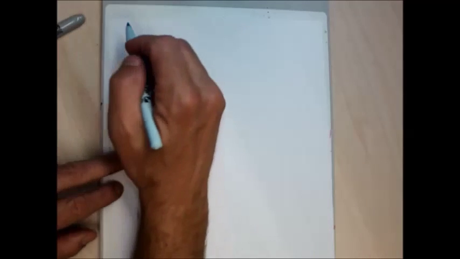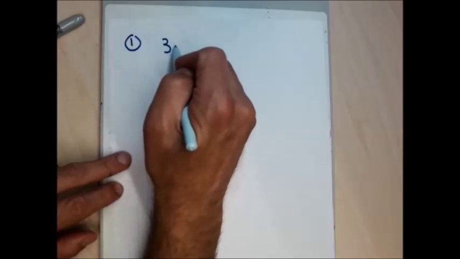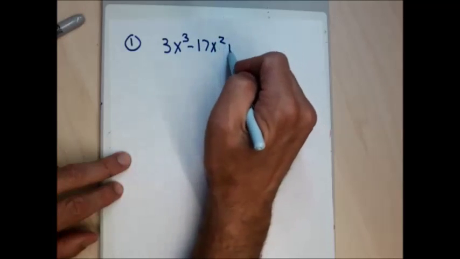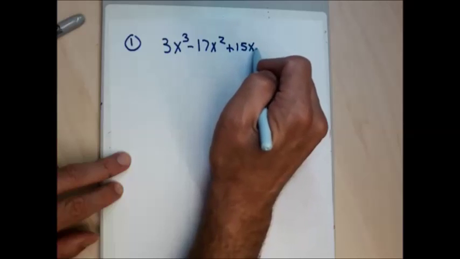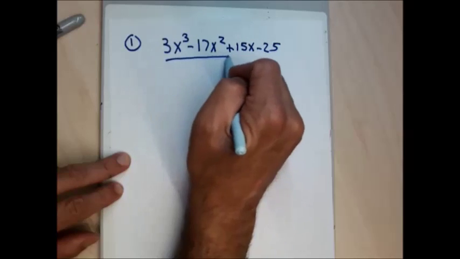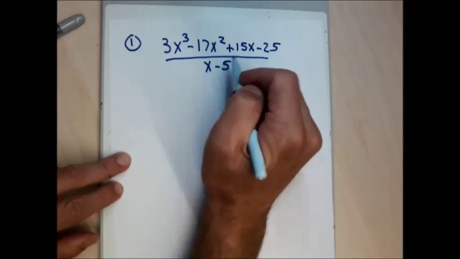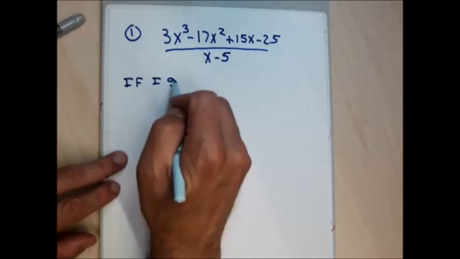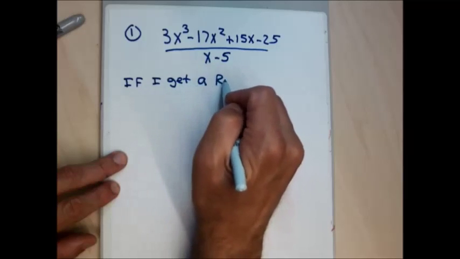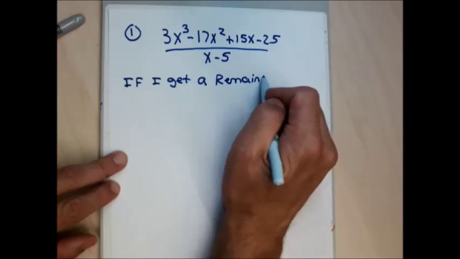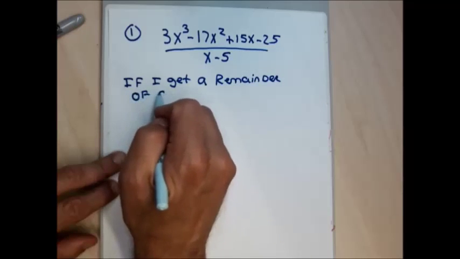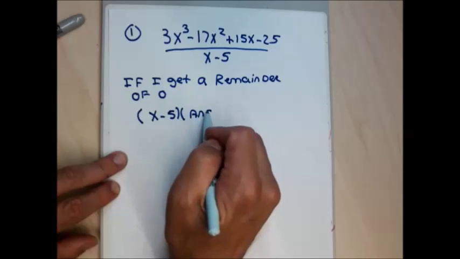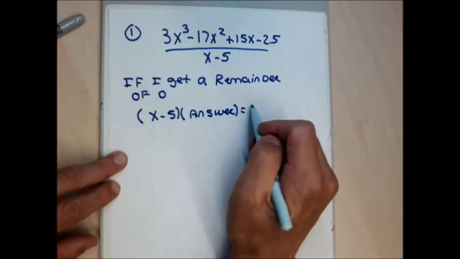So problem 1 gave me the division problem, 3x cubed minus 17x squared plus 15x minus 25, and it asks me to divide it by x minus 5. I know that if I get a remainder of 0 when I do my division, that would mean the denominator times my answer will equal the numerator.